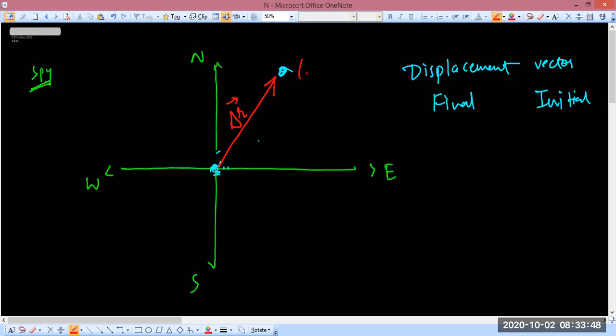So suppose this point is, let's say, 30 meter comma 40 meter. Okay, so I'm sure you have learned trigonometry. Based on that, I am sure you understand that this distance is 30 meter and this distance is 40 meter. Agreed? Is everything in the diagram clear?